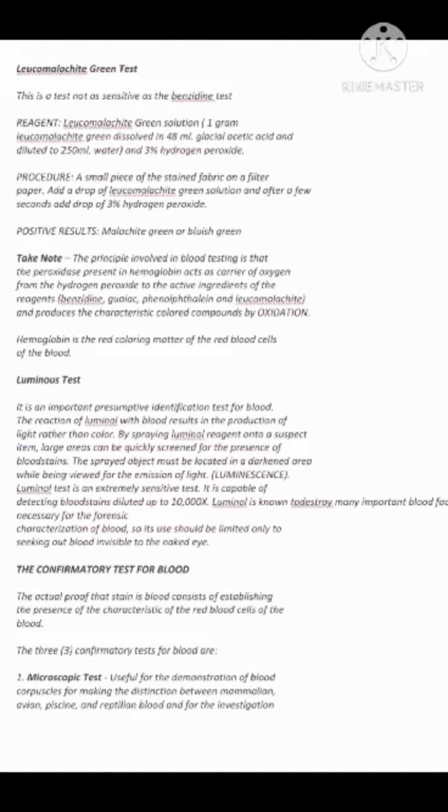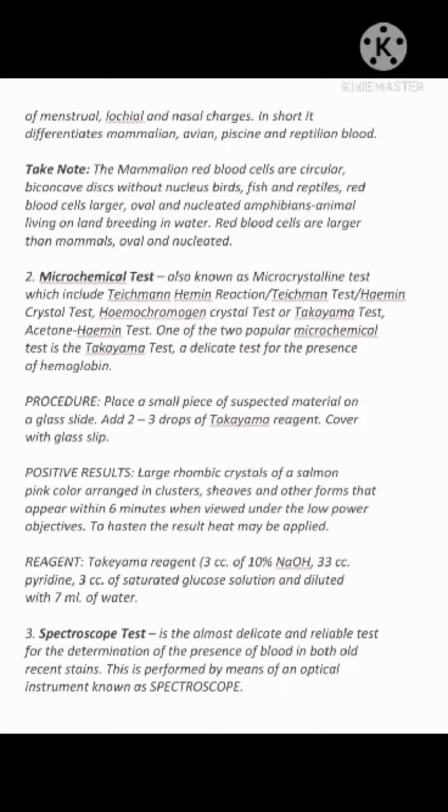Confirmatory tests for blood. The actual proof that a stain is blood consists of establishing the presence of the characteristic red blood cells of the blood. There are three confirmatory tests for blood. Number one is the microscopic test, useful for the demonstration of blood corpuscles, for making the distinction between mammalian, avian, piscine, and reptilian blood, and for the investigation of menstrual, lochial, and nasal discharges. In short, it differentiates mammalian, avian, piscine, and reptilian blood.